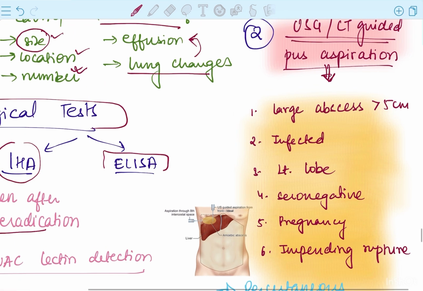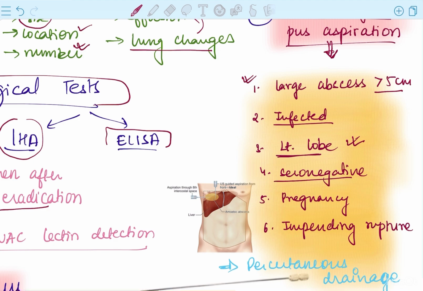What are the indications to get into an ultrasound or CT guided pus aspiration? First of all, when the abscess is very large, that is more than 5 centimeters, when it is an infected abscess, when it occupies the left lobe. We have seen that the abscess is more common on the right side. Being on the left side includes lots of other problems and complications. So whenever it is on the left lobe, we have to go at a higher level of treatment.